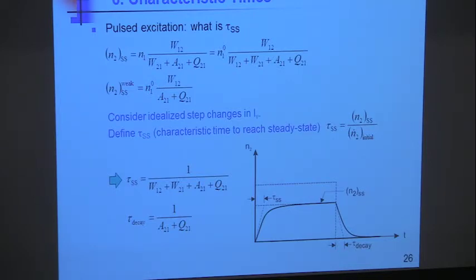But the key point is the steady state time is 1 over the sum of these terms. The decay time, you take the w's away. So the decay time is long. It may still be a short number. If Q is 10 to the 10th, it's a fast time. But notice that because this steady state time is really short, it can be really short, and therefore the assumption of steady state for even a 10 nanosecond laser is good.